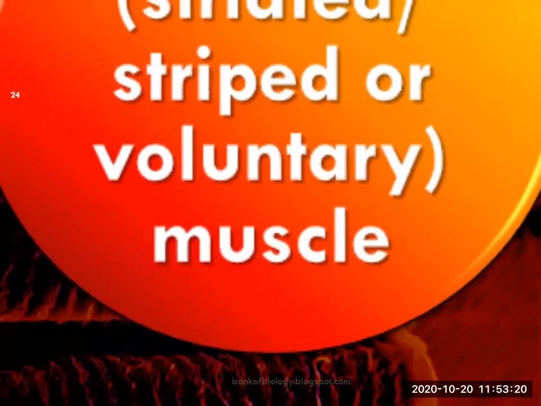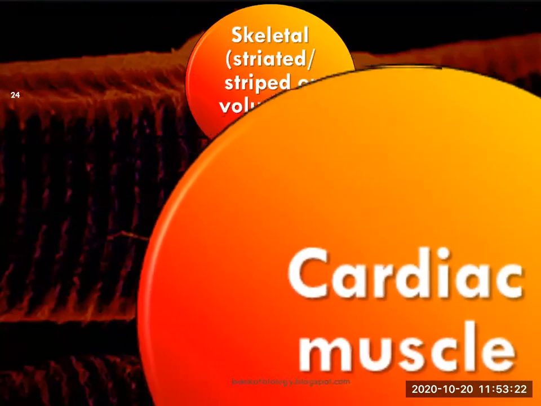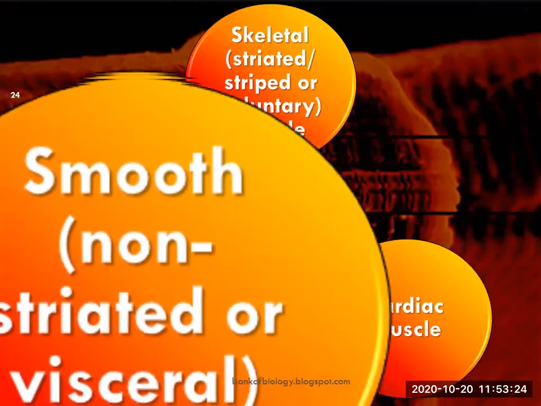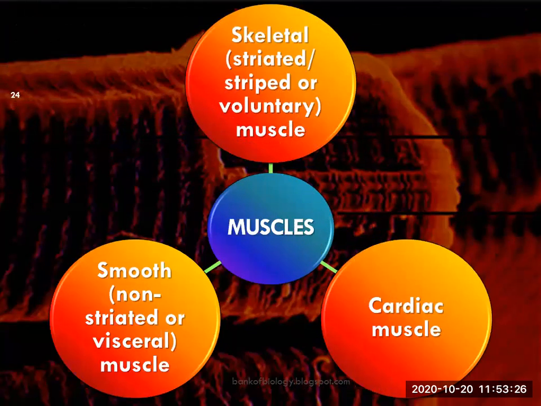So we have three types of muscles: striated, skeletal, striped or voluntary muscle, then smooth or non-striated or visceral muscle, and cardiac muscle. We have the three types of muscle. Skeletal, we need to know the meaning of that particular muscle, why it is called like so. We should know the meaning.